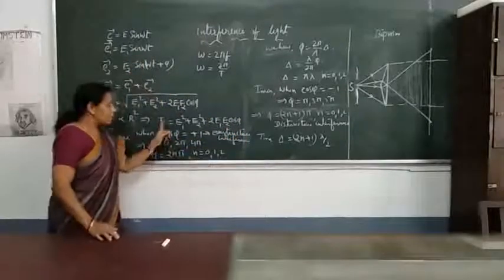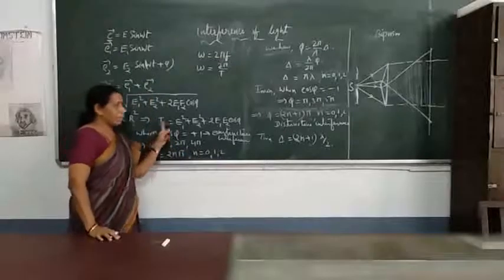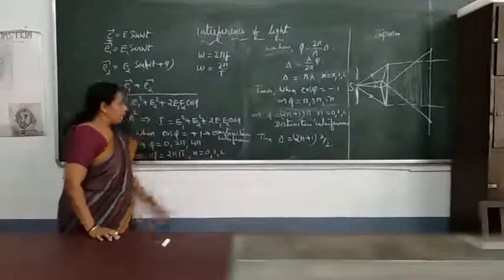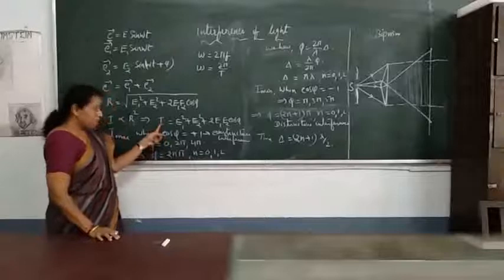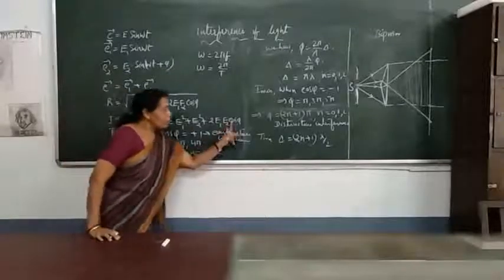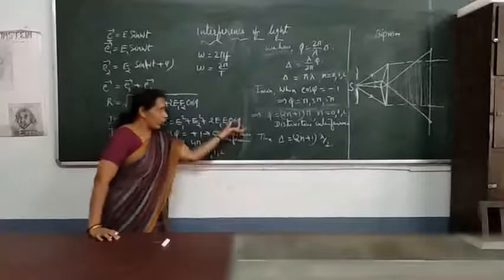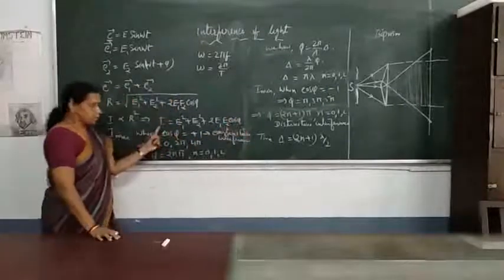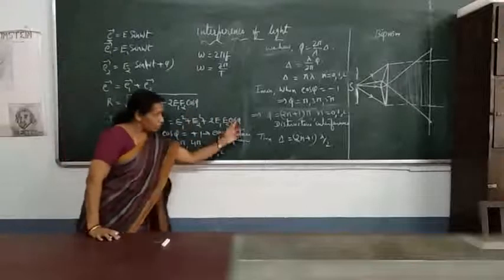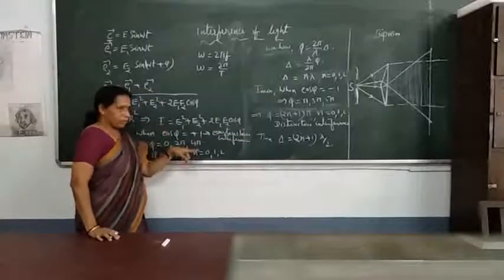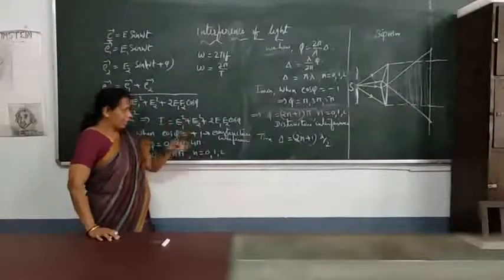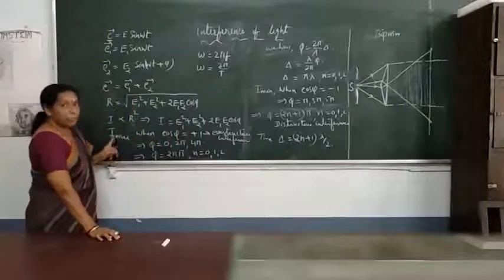So there will be variation in the intensity depending on cos phi. I can be maximum only when cos phi takes the maximum value. When cos phi is maximum, then I becomes maximum. When cos phi becomes minimum, then I becomes minimum. Let us consider the first case: intensity of the resultant wave maximum.